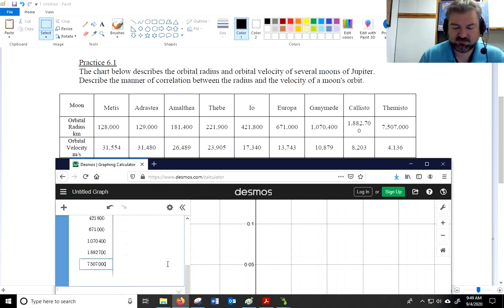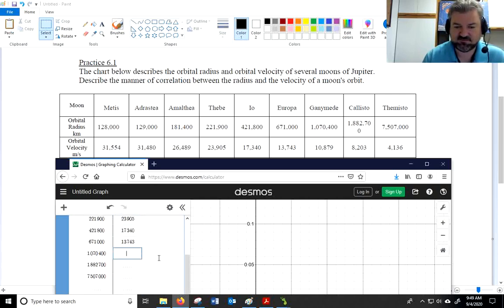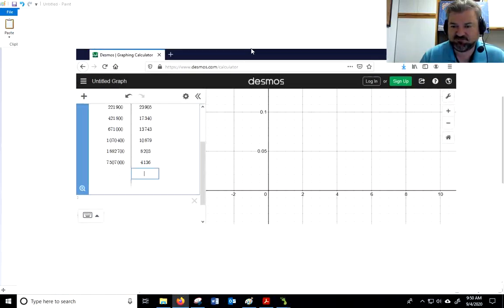Well, boy, the misto. Far out, huh? Now the velocities: 31554, 31480, 26489, 23905, 17340, 13743. I think I mistyped that. There it is. Then we should be on Ganymede, which is 10879, 8203, 4136. Okay, so it definitely felt negative, didn't it?